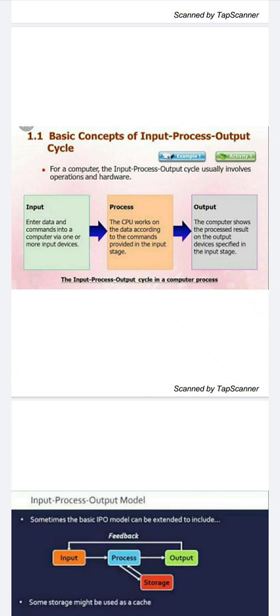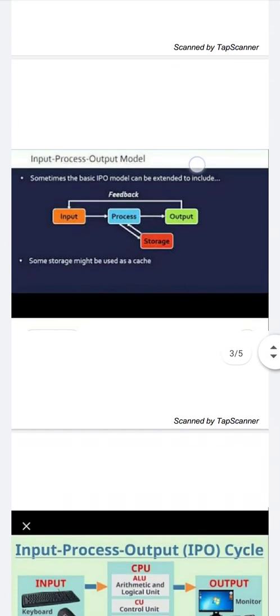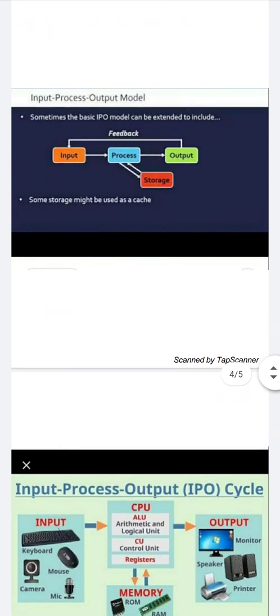Today I am doing a revisional summary of that particular chapter, Introduction to IPO. In the Introduction to IPO topic, we already learned the basic concepts of input, process, output cycles. This is the full form of IPO: input, process, output. See here how it works. In the second figure, it's already shown by the graph.